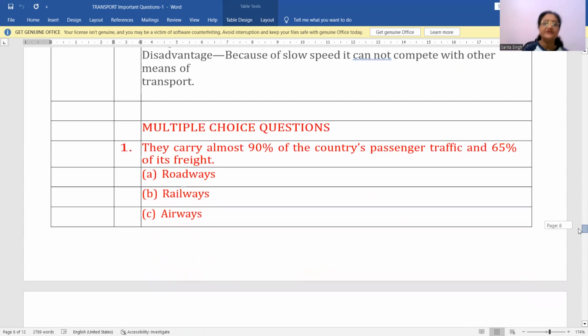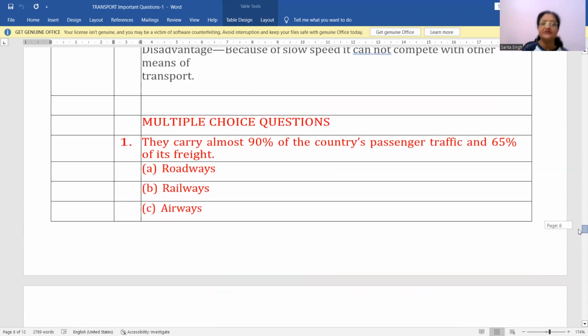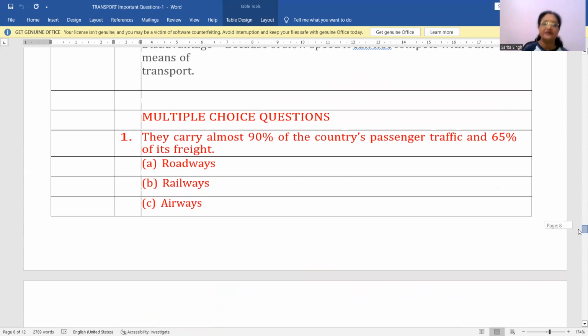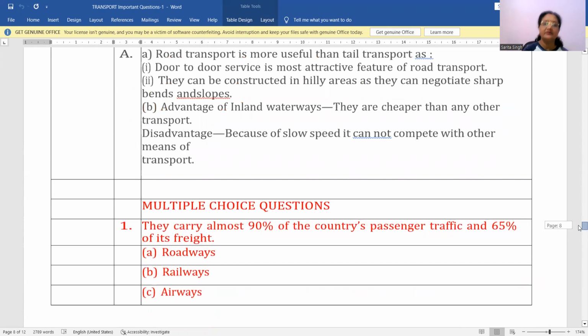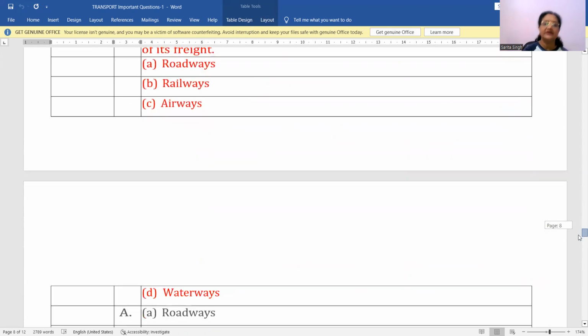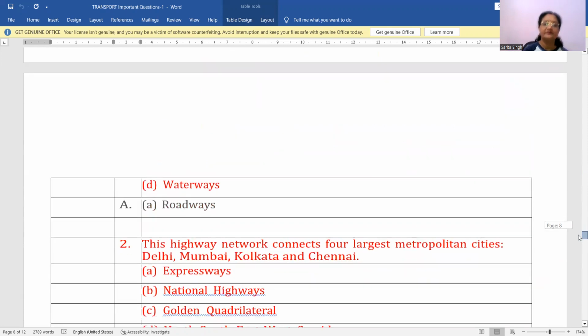Okay. Then MCQs, they carry almost 90% of the country's passenger traffic and 65% of its freight. Is it roadways, railways, airways, and waterways? The answer will be roadways.